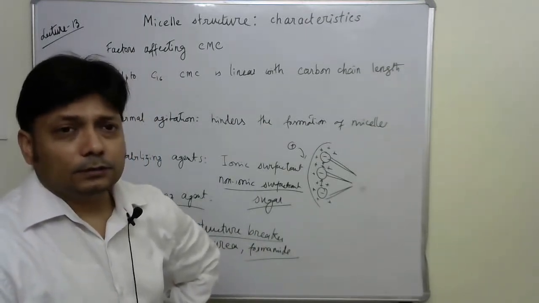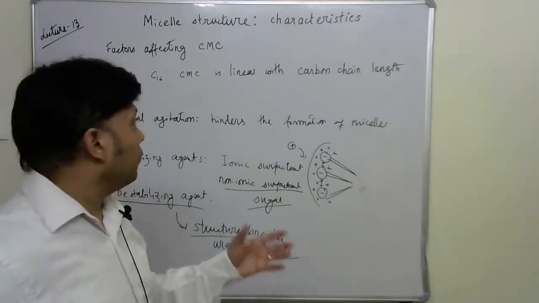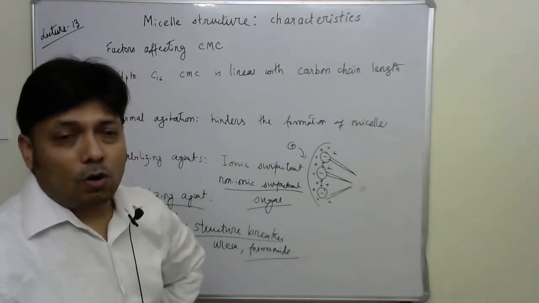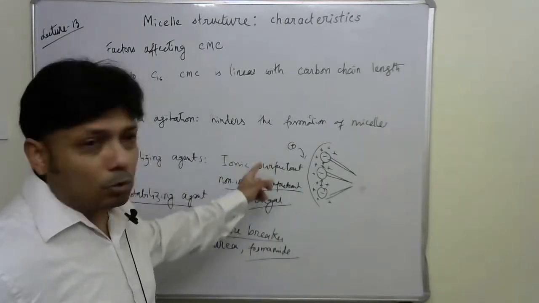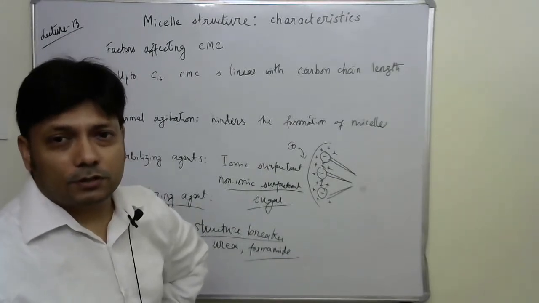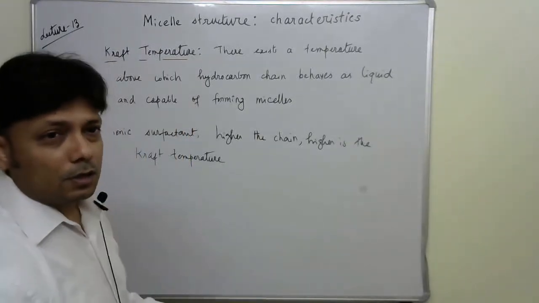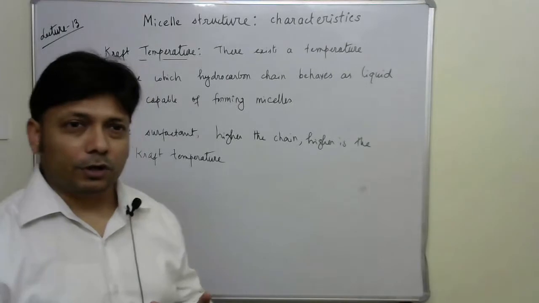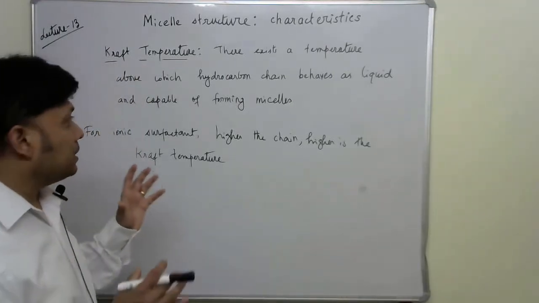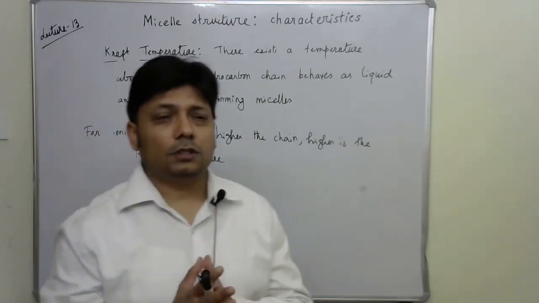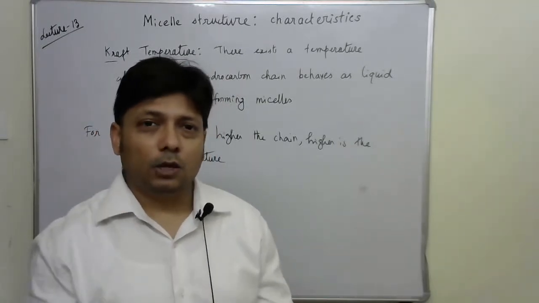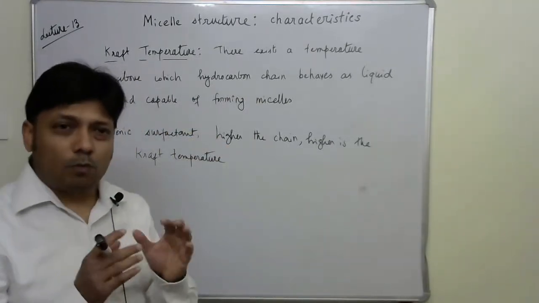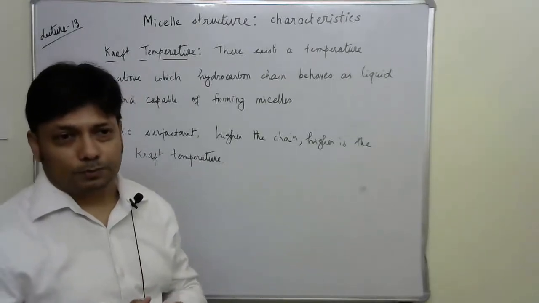And then we have to learn about one definition which is very relevant in the topic of micelles or critical micelle concentration. It is called the Kraft temperature. So let me clean the board and let me discuss what is Kraft temperature. Kraft temperature is an important parameter for micelle formation. It is a temperature above which the hydrocarbon chain behaves as liquid. That means above the Kraft temperature it is possible to form micelles, and below it, it is not possible.